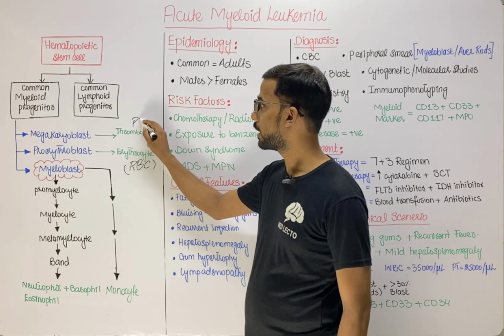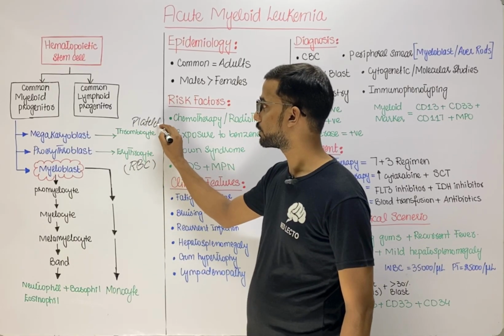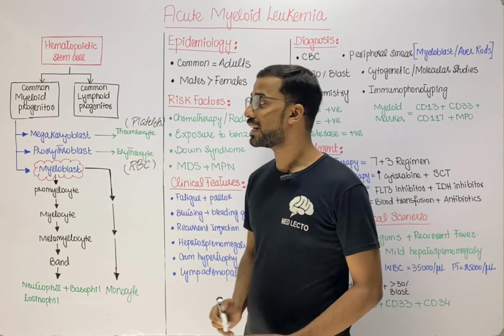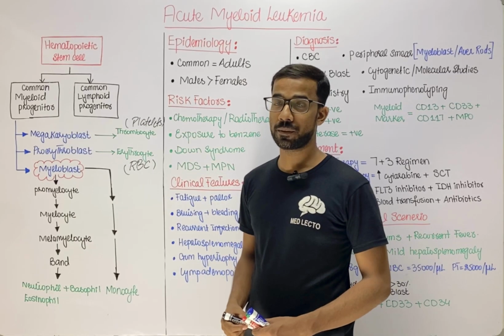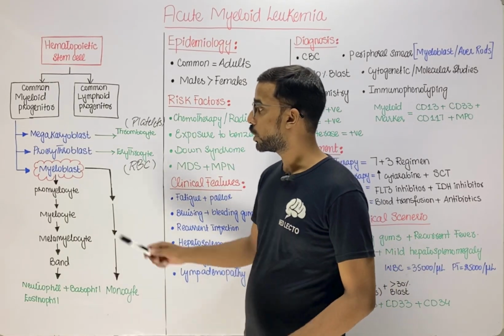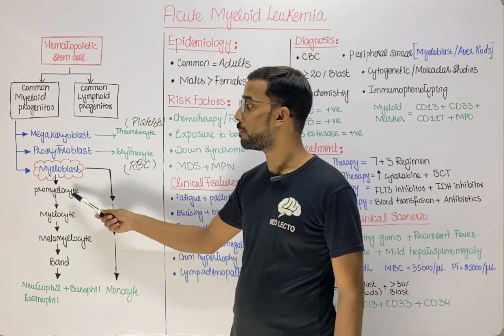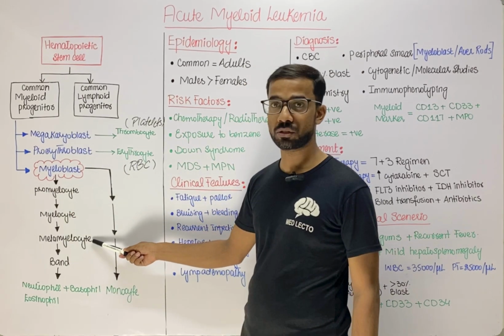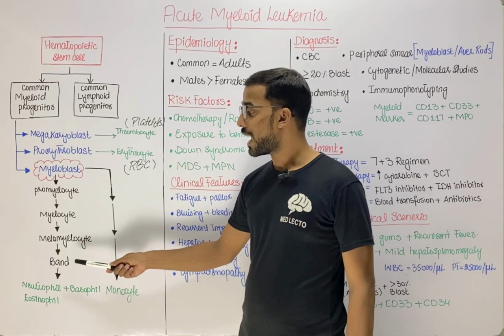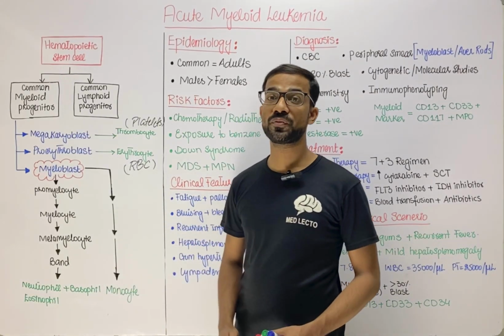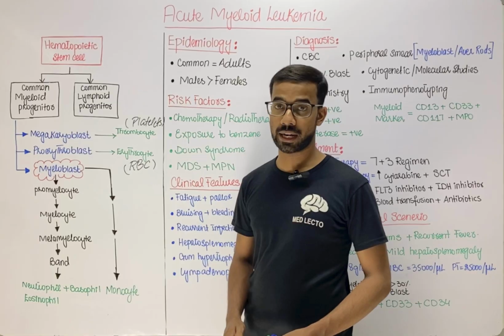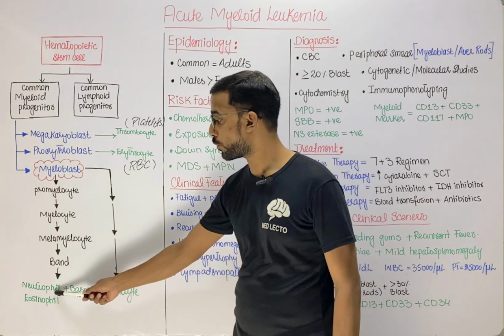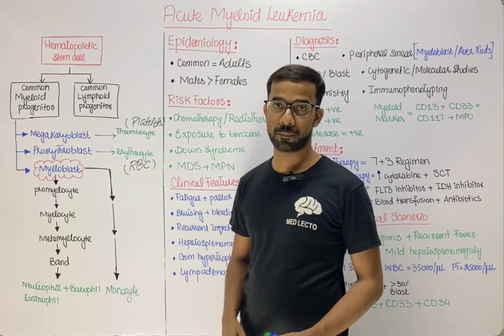These are the platelets. And the third lineage is the myeloblast, and from that you will see the formation of promyelocyte, myelocyte, metamyelocyte, band cells, and ultimately the three granulocyte white blood cells: neutrophil, basophil, and eosinophil.